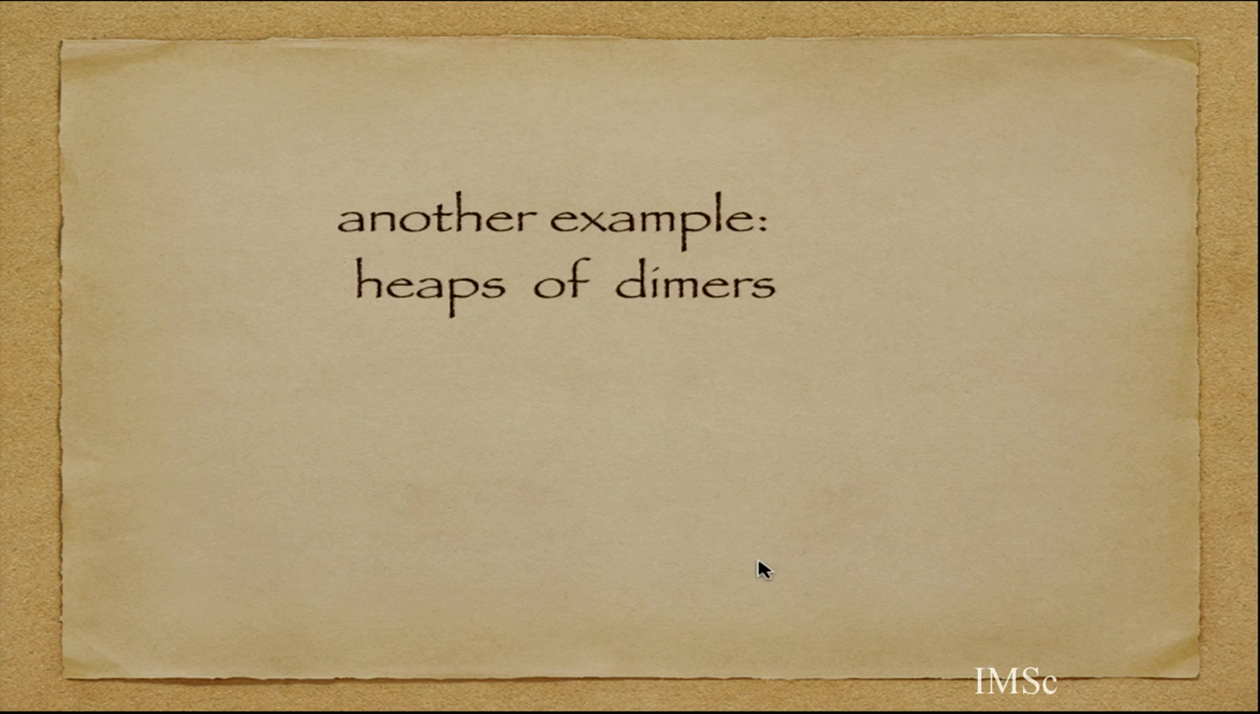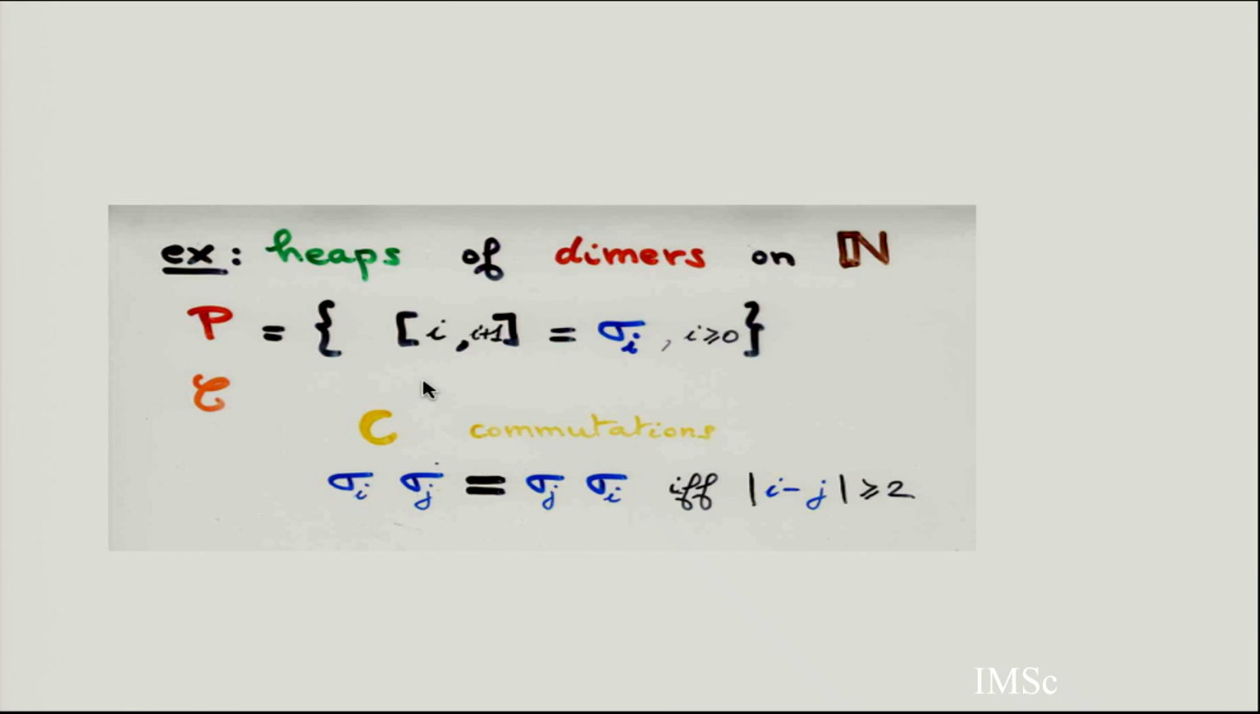So another example of heaps of dimers, this will be important in many applications and in the connection with pure mathematics. If I have heaps of dimers, with the subset i and i+1, and I denote the dimers by sigma i, the commutation relation is just that two letters sigma i and sigma j commute if and only if the distance between the two indices i and j is bigger or equal to 2.